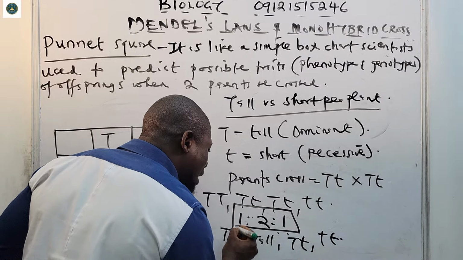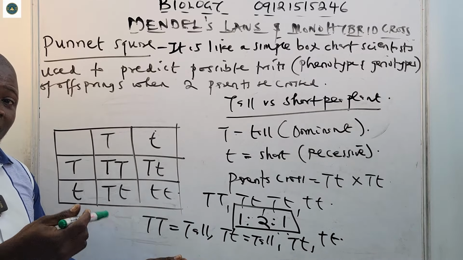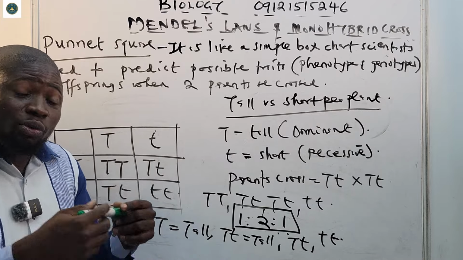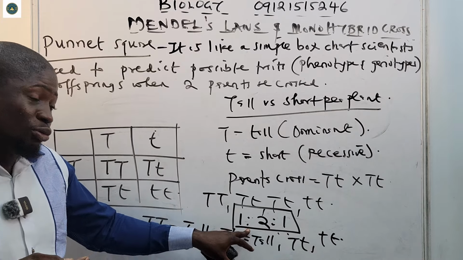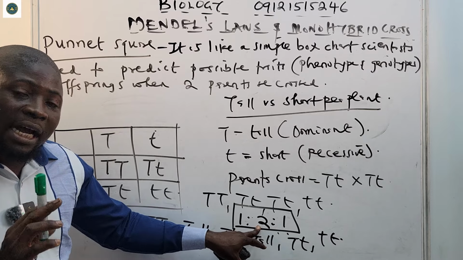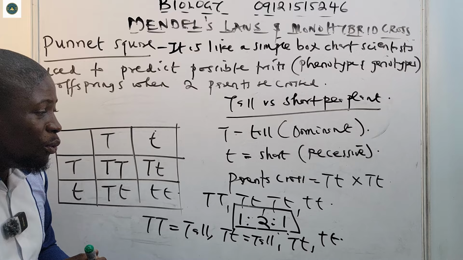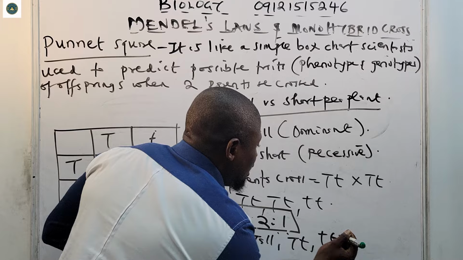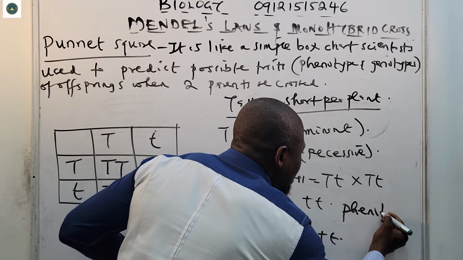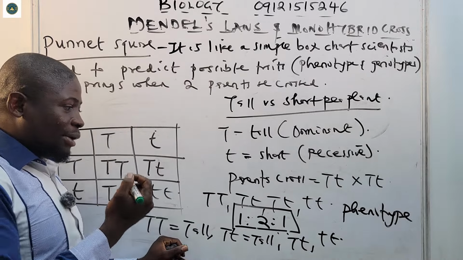On the genotype level, this is what we are going to be seeing. Inside the genotype, which is not visible to our eyes, it will be showing 1 pure tall plant, 2 heterozygous tall plants, and 1 pure short plant. Now, what's it called? The phenotype ratio. So on the outside, which are the observable physical characteristics, what are we going to be seeing?